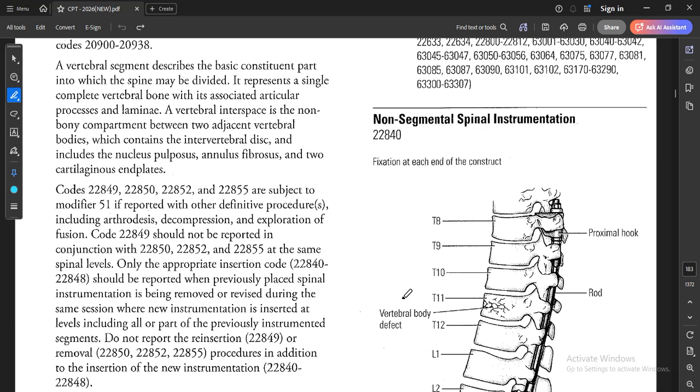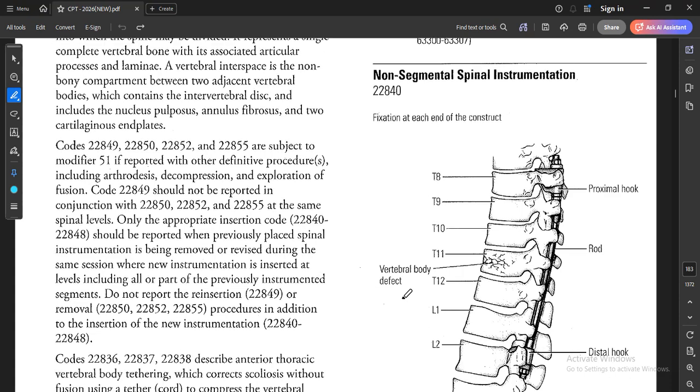For example, if we have L1 to L3, how many vertebral bodies or vertebral segments and how many interspaces? Three vertebral bodies, two interspaces. Perfect. L1 to L2, one interspace. L2 to L3, another interspace. So total two interspaces. As for vertebral segments, L1 is one vertebral segment, L2 one, and L3 one. Like that you need to use these codes.